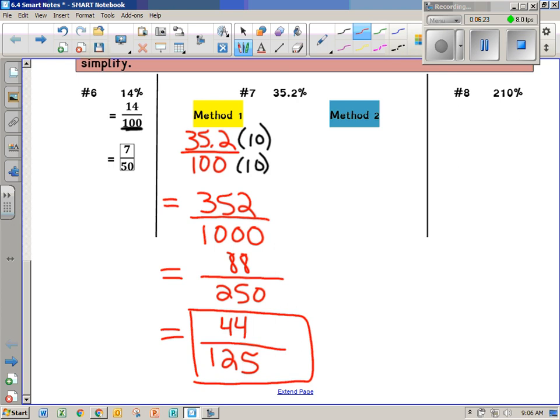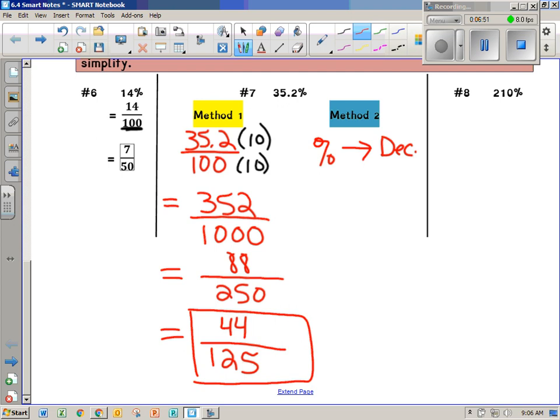The alternative, which I think is a little easier, is to just shift the decimal. Let's write it differently. Let's say convert the percent to a decimal. So you're going to change the percent to a decimal and then the decimal to a fraction, which is something we did at the beginning.